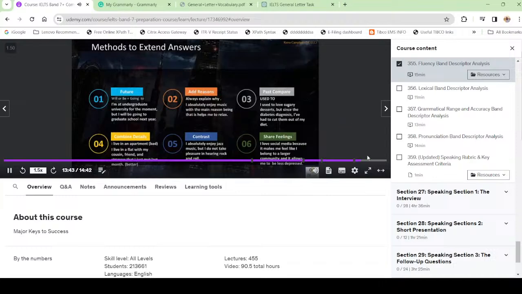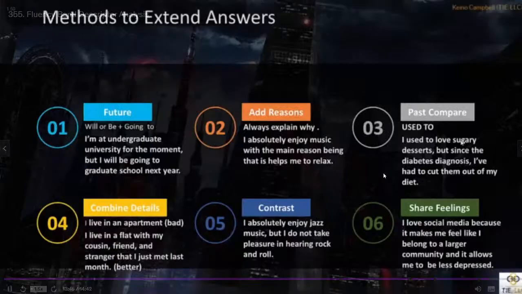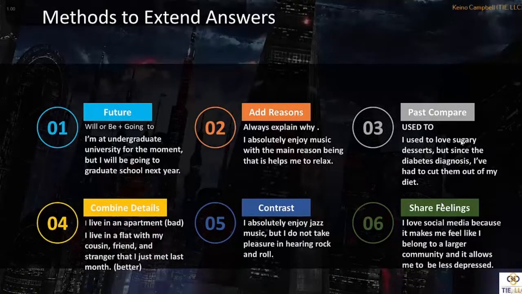I used to love sugary desserts, but since the diabetes diagnosis, I've had to cut them out of my diet. Number 4, combine details together. I live in an apartment, right? Don't say, I live in an apartment. I live there with my friend. I also live there with my cousin. Last month, I moved in with a stranger.